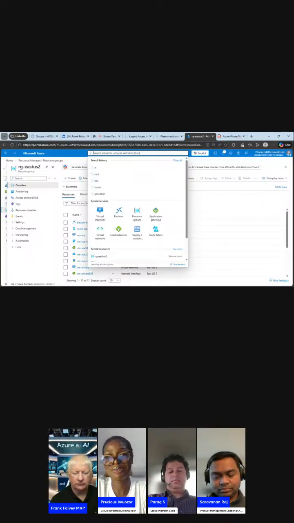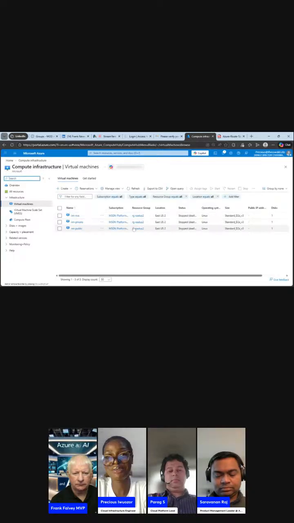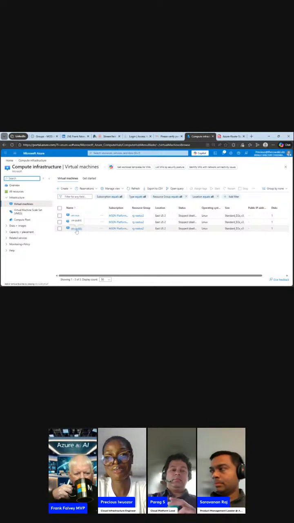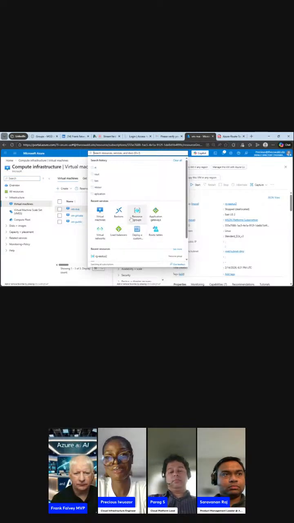Also, I created 3 virtual machines. These 3 virtual machines are all in East US. One is deployed to the private subnet. The next one is deployed to the public subnet. Then this other one is also deployed to the DMZ subnet, which is my NVA.